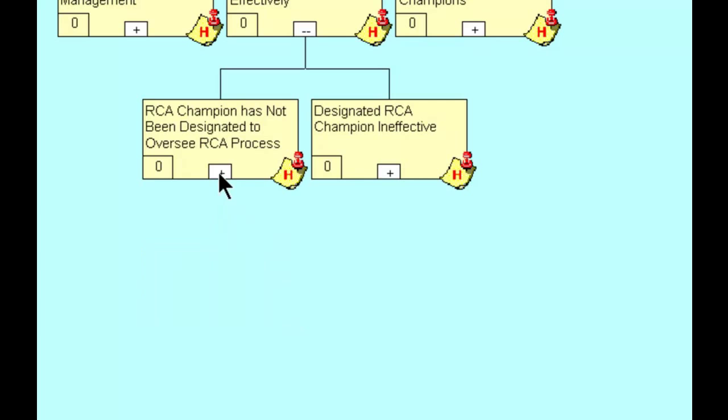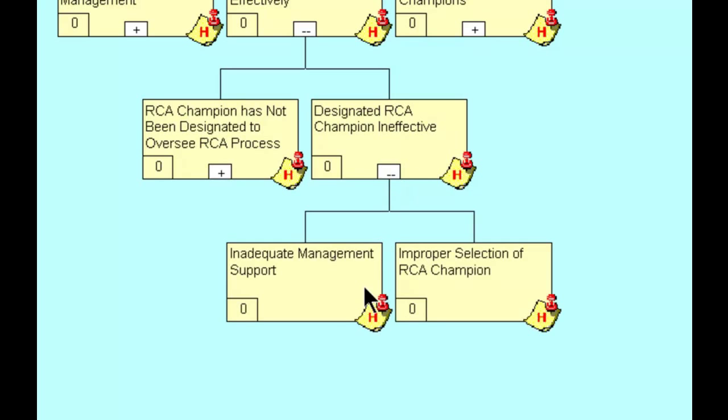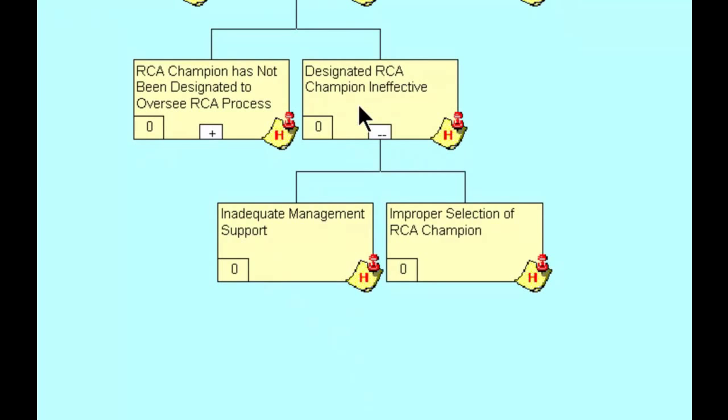Okay, let's look at the fact that we did designate an RCA champion, and the process and system has still been ineffective. How can that happen? They could be a very well qualified RCA champion and have inadequate management support. They also could have improper selection of the RCA champion. Maybe the person that we chose just wasn't the correct person for this job.